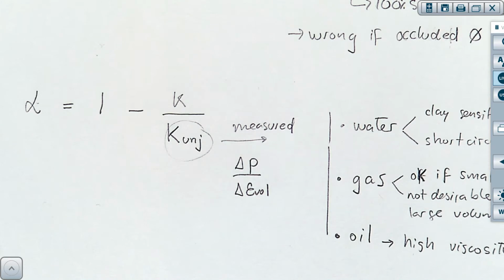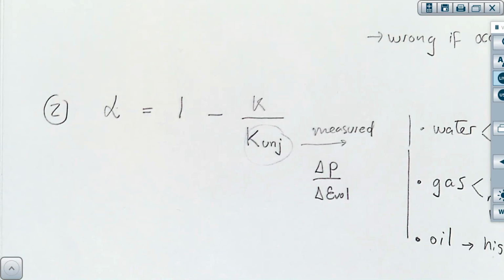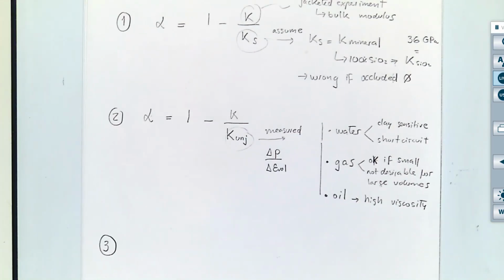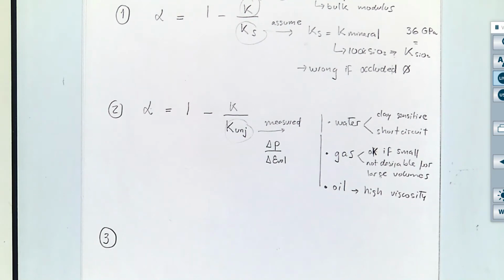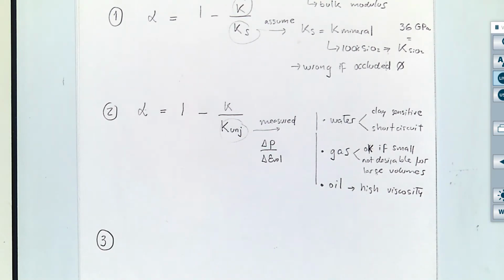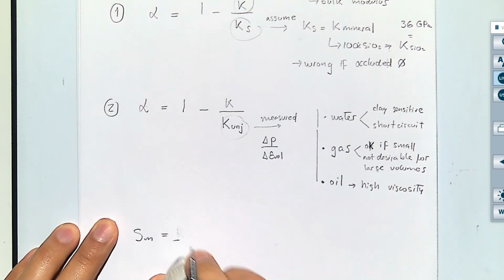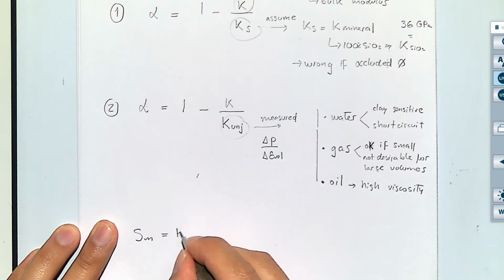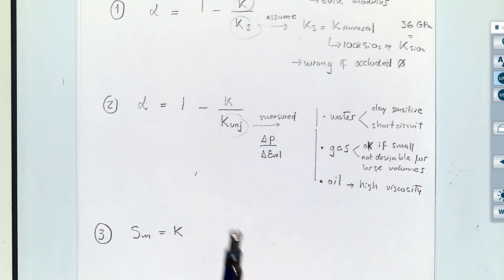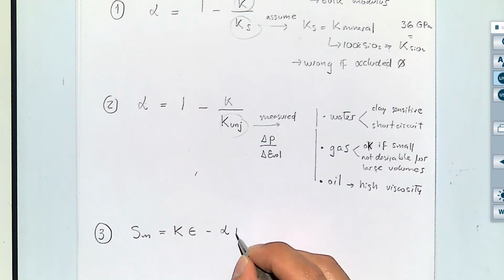So, for the third method, then, we're going to use the first equation of poroelasticity. And this one tells us that total stress is equal to the bulk modulus of the entire porous solid, just K, the same as the other ones, times volumetric strain minus alpha times the pore pressure.